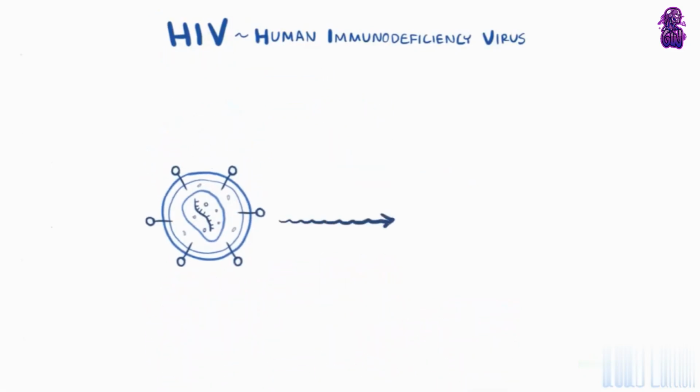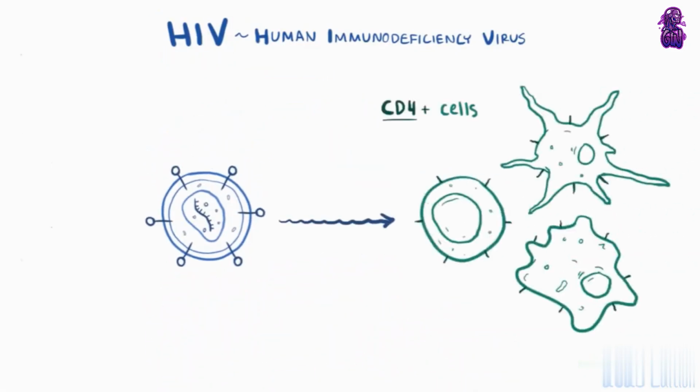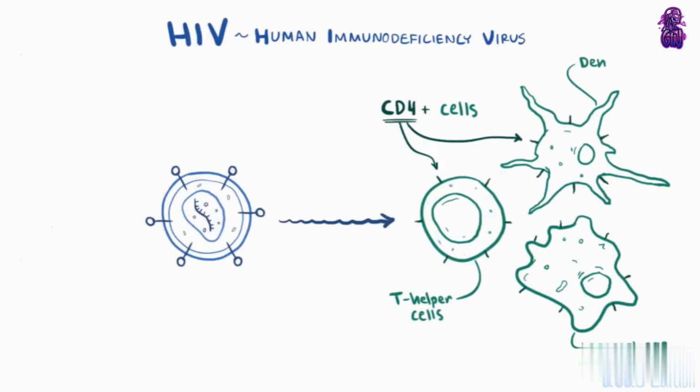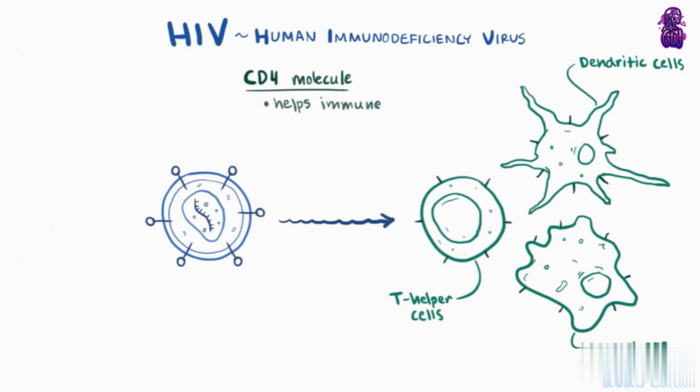Alright, HIV targets CD4 plus cells, meaning cells that have this specific molecule called CD4 on their membrane. Macrophages, T helper cells, and dendritic cells are all involved in the immune response and all have CD4 molecules. Therefore, they can be targeted by HIV. The CD4 molecule helps these cells attach to and communicate with other immune cells, which is particularly important when the cells are launching attacks against foreign pathogens.